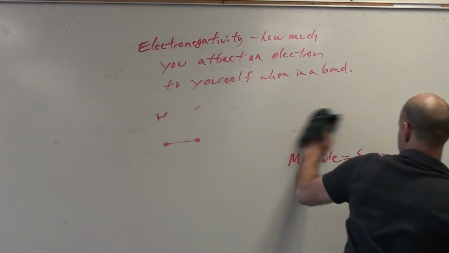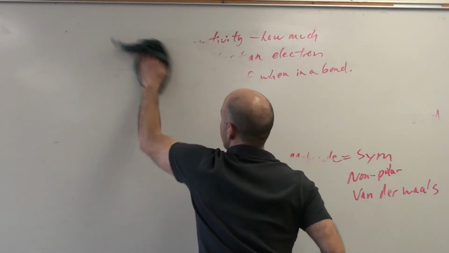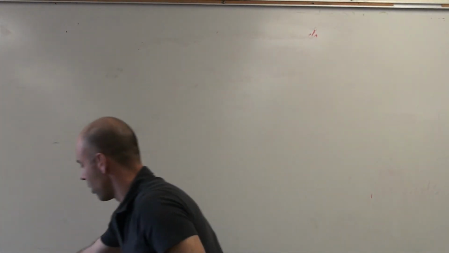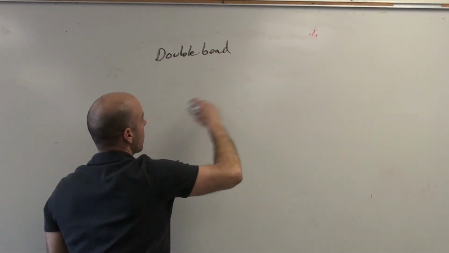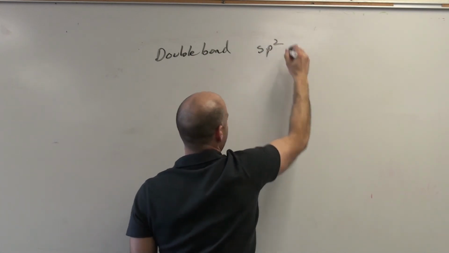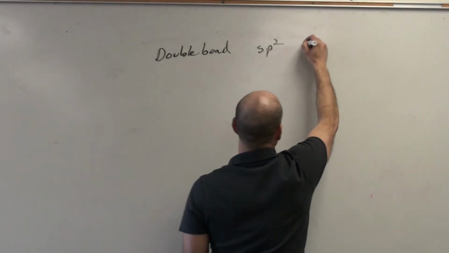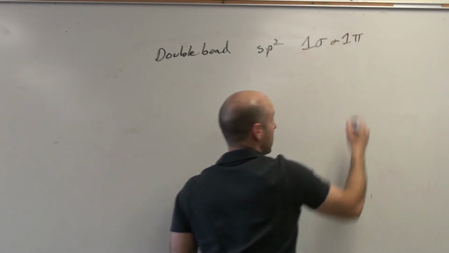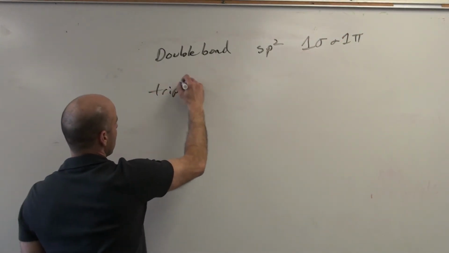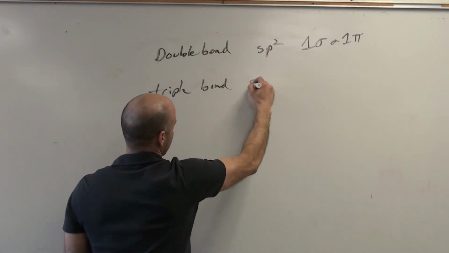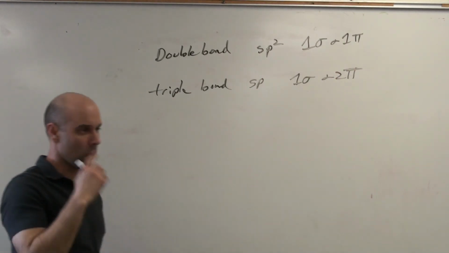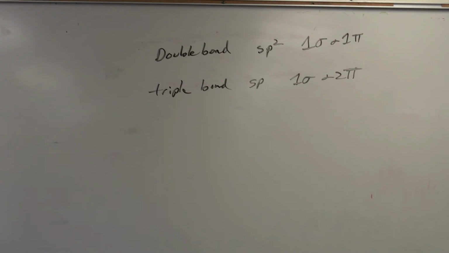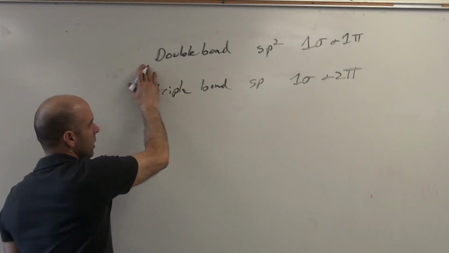But one last thing and then we'll be done. Pi bonds. I'll do this quick. So, remember, a double bond is when you have sp2 hybridization, and you're going to have one sigma bond and one pi. If you've got a triple bond, you've got sp hybridization, one sigma, and two pi's. The exception to this is if you have two double bonds in a row, that's the same thing as a triple.